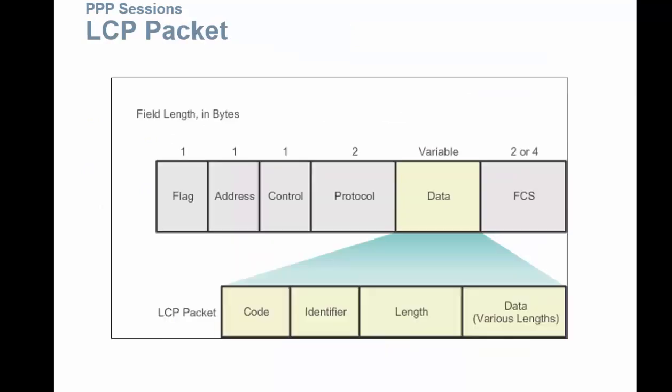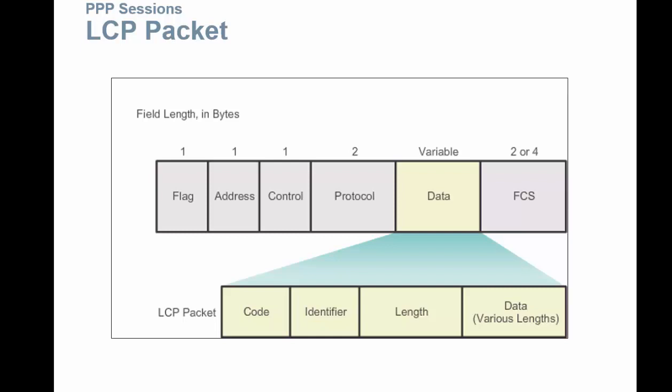Here we are looking at the LCP packet. You'll notice that the LCP packet is within the variable data. We have the code, and the code field is one byte in length, and it identifies the type of LCP packet. Next, we have our identifier, and that identifier is a field of one byte and is used to match packet requests and replies. Then we have our length, and the length field is 2 bytes in length and indicates the total length, including all fields, of the LCP packet. And then we have our data, and the data field is 0 or more bytes as indicated in the length field.